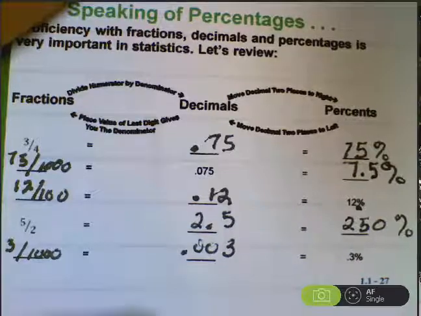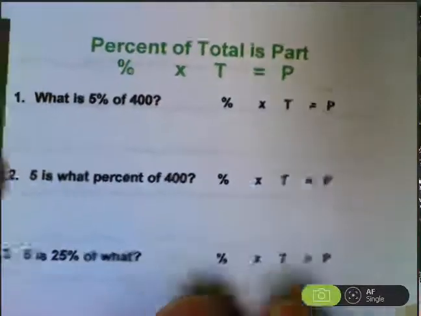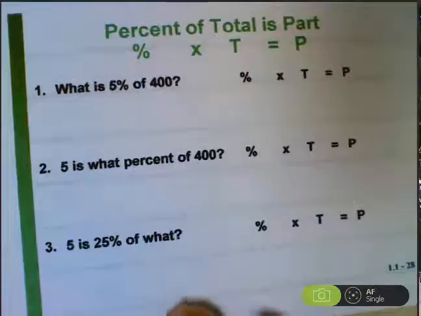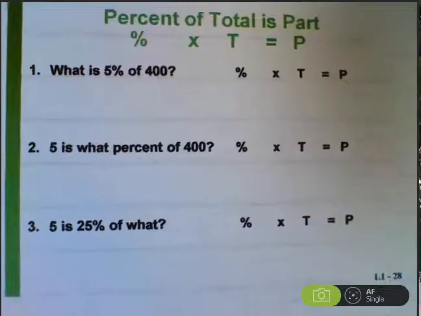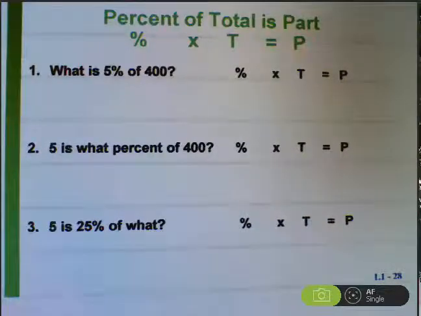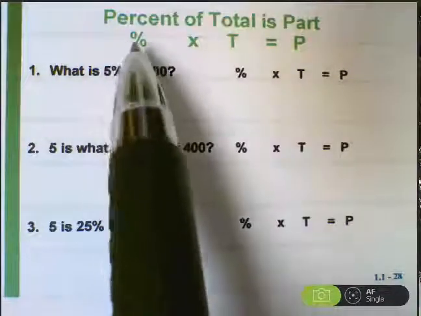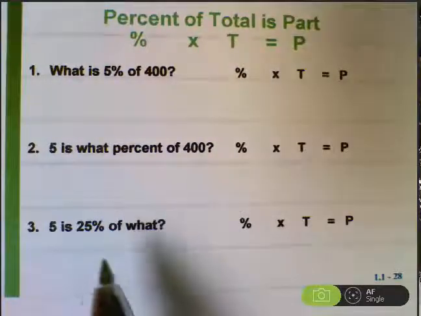All right. Couple of quick applications of percents. In statistics, you're going to have to answer questions like, what is 5% of 400? Or 5 is what percent of 400? Or 5 is 25% of what? All of this type problem involves percents, totals, and parts.